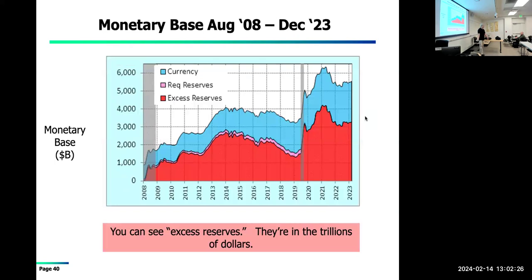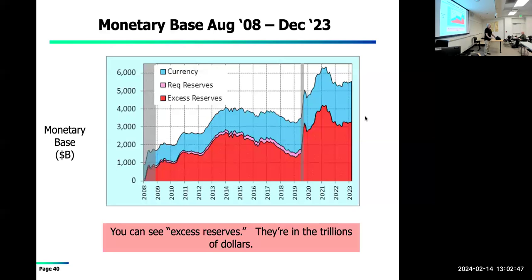In 2008, the liability side of the balance sheet changed dramatically. And how did it change dramatically? Well, it wasn't really about currency. If you go back, you can see currency grew a little bit, but currency wasn't the big grower. The big grower is this thing called excess reserves.